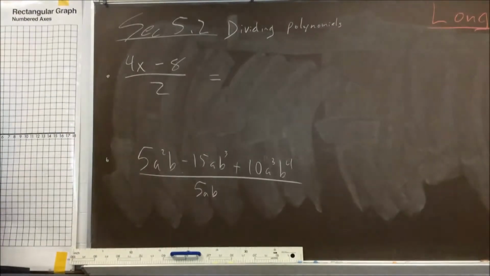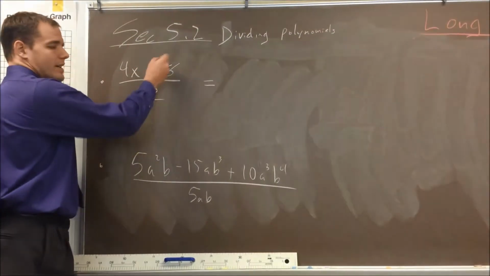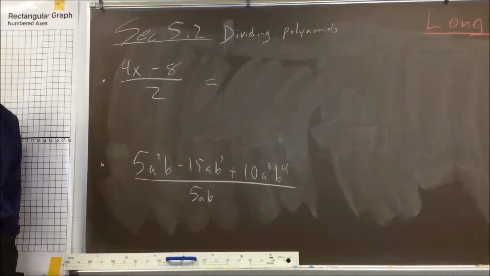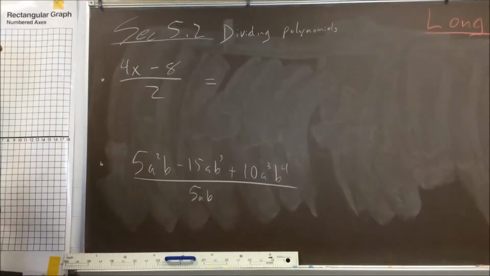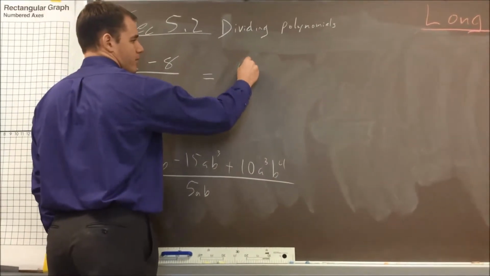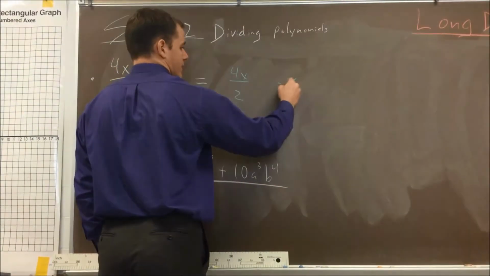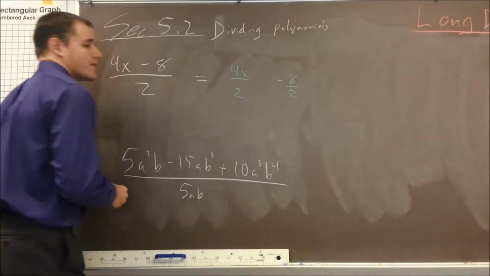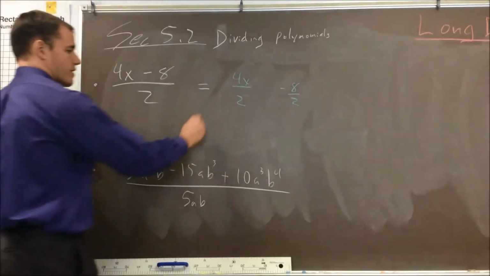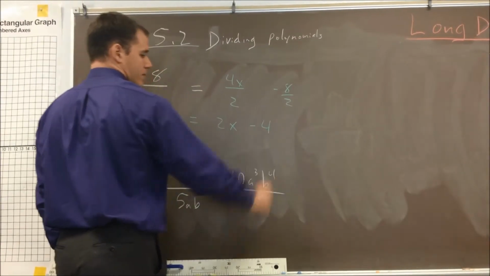We are dividing polynomials. This first one's pretty simple, actually. How do we handle this right here? Raise your hand. Yes? Okay, divide 2 into 4x. 4x divided by 2 and negative 8 divided by 2. Yes, we divide and conquer. We have a common denominator, so we can split it up. So this is going to become 2x minus 4.